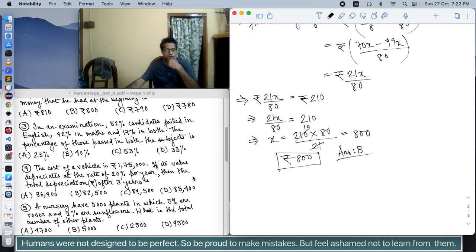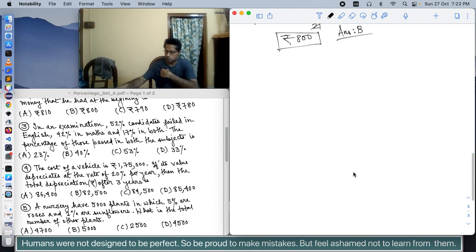Let's do problem number 3. In an examination, 52% candidates failed in English, 42% in maths, and 17% in both. The percentage of those who passed in both the subjects is? In an examination, 52% candidates failed in English, 42% in maths, and 17% in both.